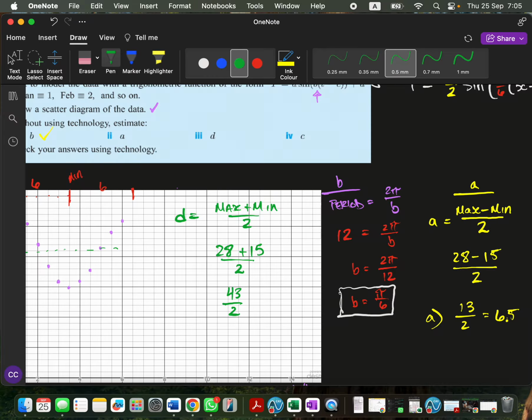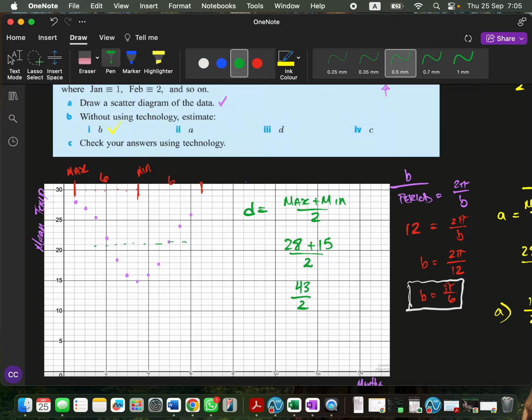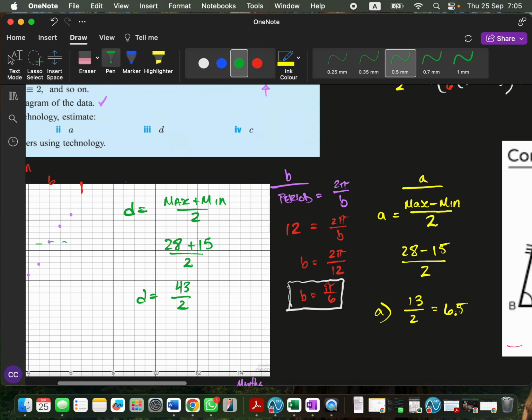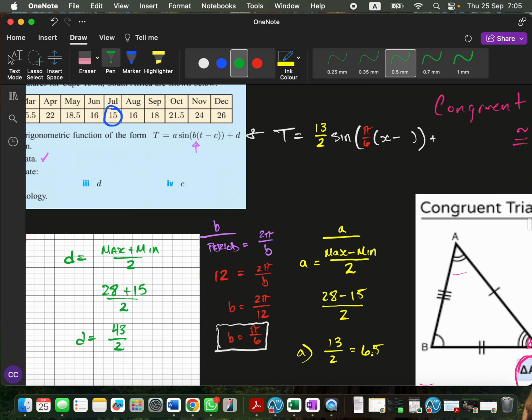Okay, which is what, 21 and a half, somewhere in there. Looking at that, does 21 and a half look about right? I can see that as probably about the right value. So I found my D value. I'm just gonna say 43 halves.